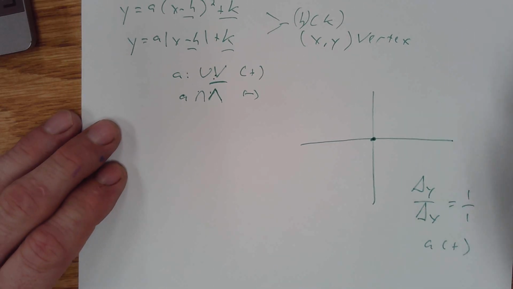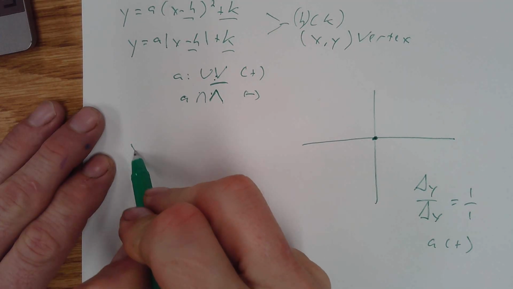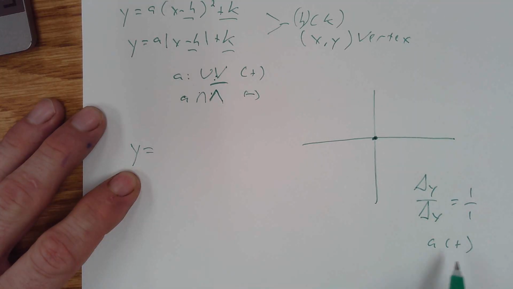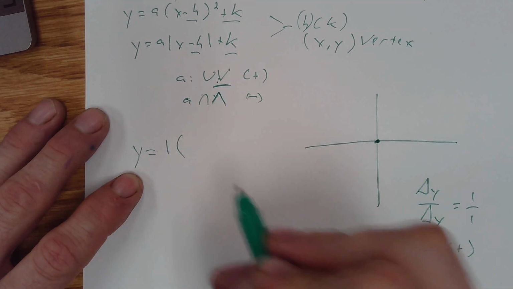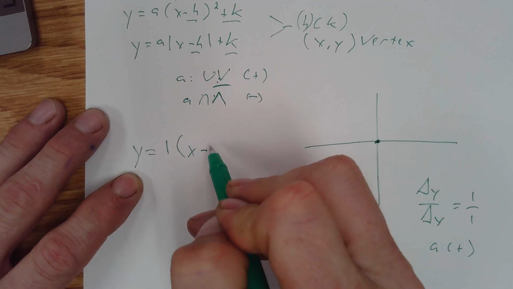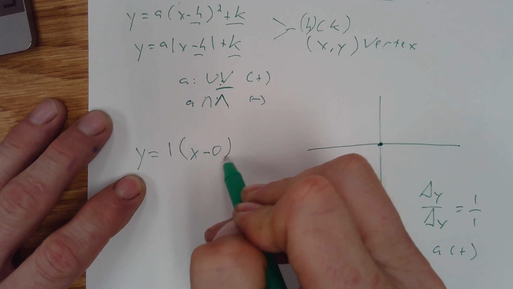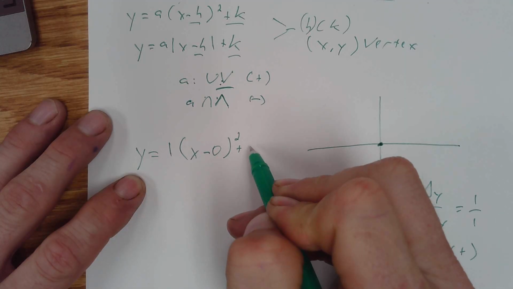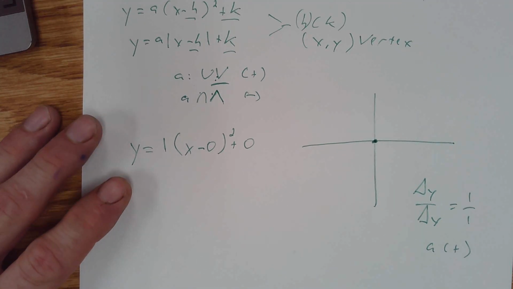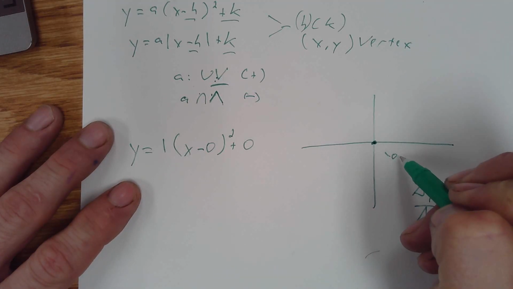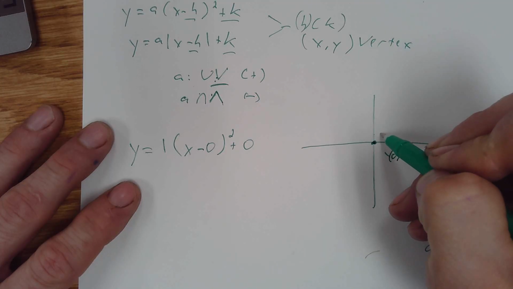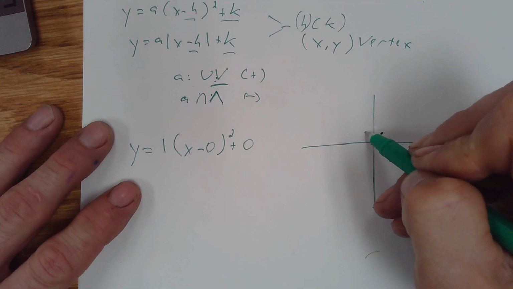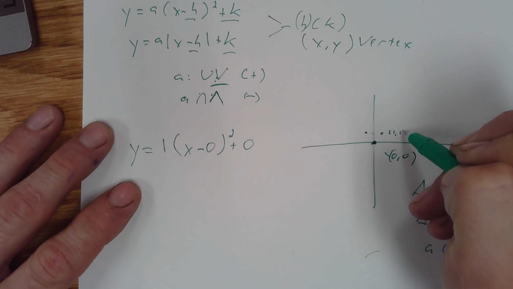So to start off my equation, I have y equals, my A is 1, so it's just A, but normally I don't write it, it's like invisible. Then x minus 0 squared plus 0 is my k variable, because my origin is 0 and 0. And then it goes up 1 and over 1, up 1 and over 1. This one would be 1 and 1.